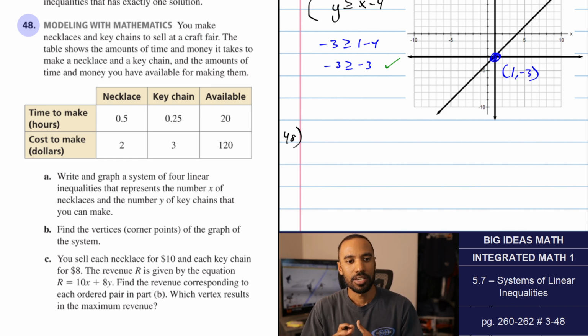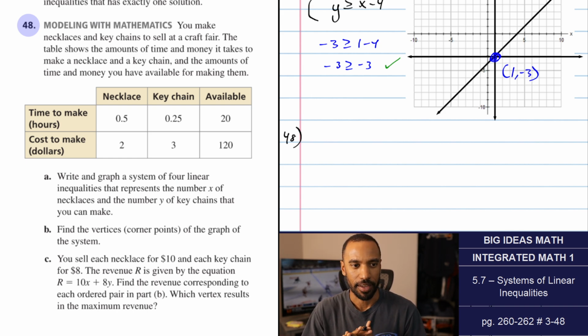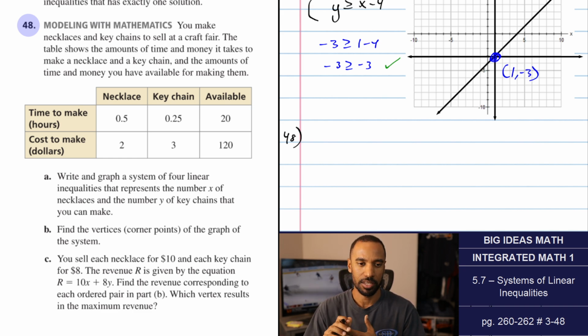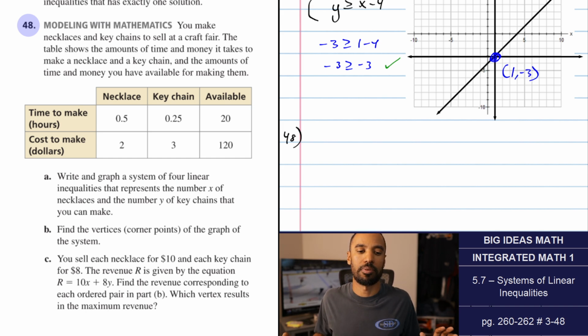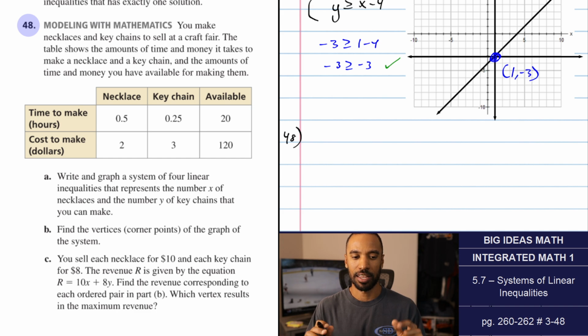You make necklaces and keychains to sell at a craft fair. The table shows the amounts of time and money it takes to make a necklace and a keychain and the amounts of time and money you have available for making them. Write and graph a system of 4 linear inequalities that represents the number of x necklaces and y keychains that you can make.